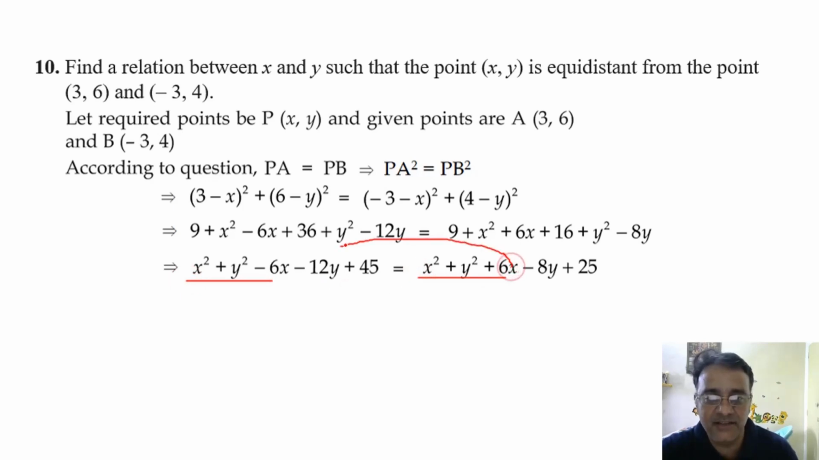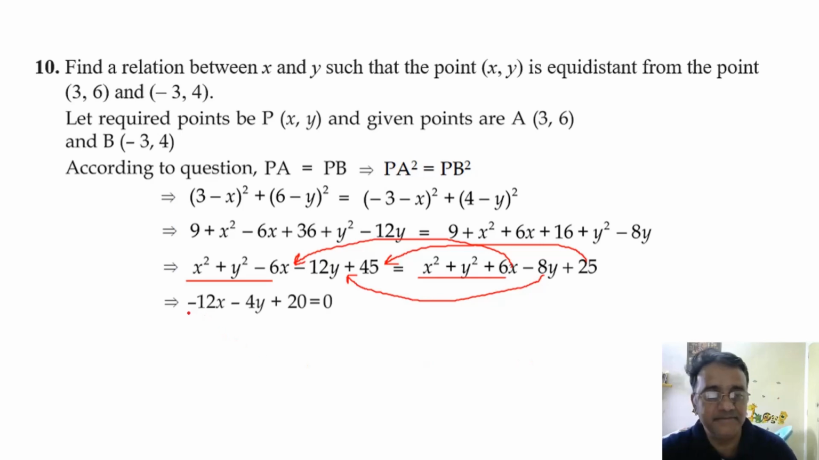Now 6x you have to shift here, minus 6x. 8y you have to shift here, plus 8y. Okay. 25 you have to shift here, minus 25. So we'll get this result. अब ये तीनों को minus 4 से डिवाइड करो. So this will become plus 3x, this will become plus y, this will become minus 5. This is the relation between x and y. Any doubt?